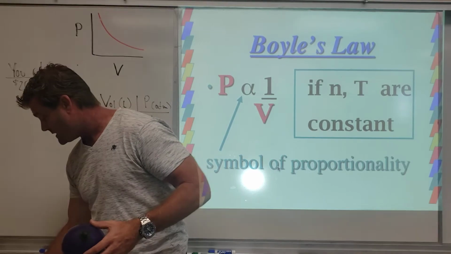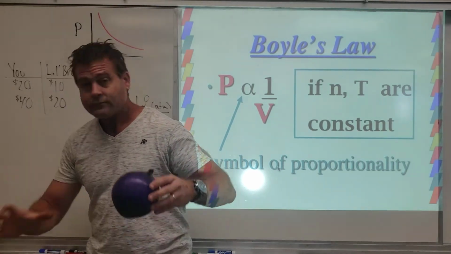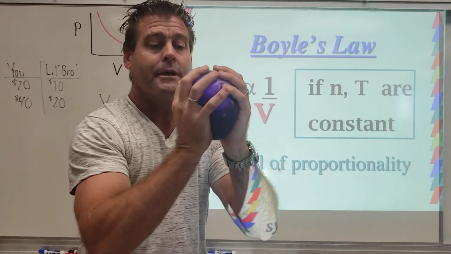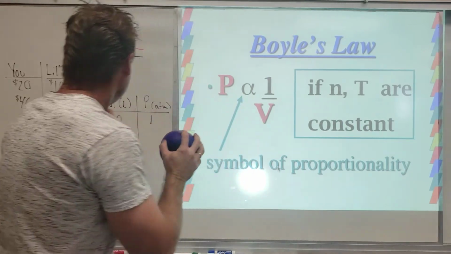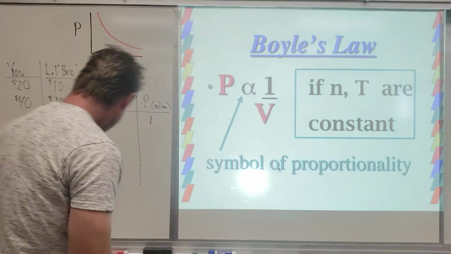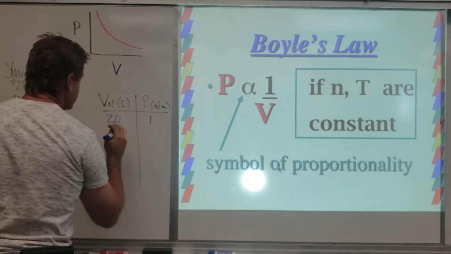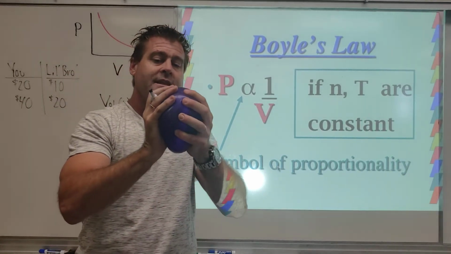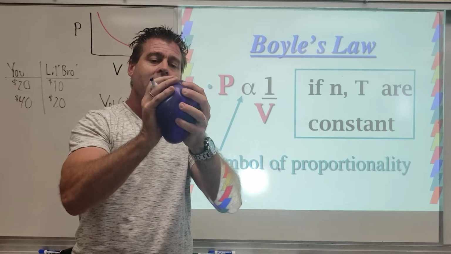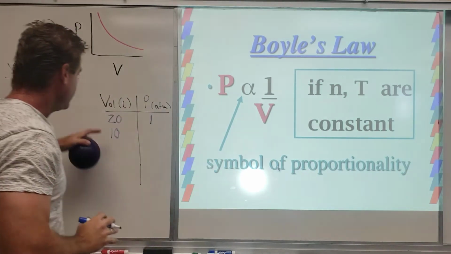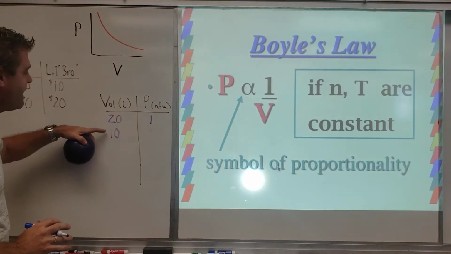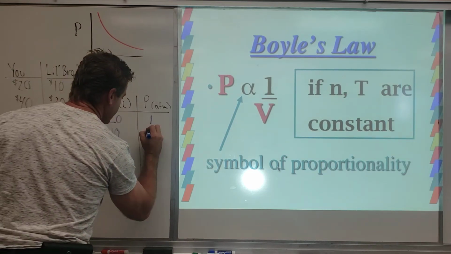So now, check this out. Now, let's say I reduce the volume. Now I'm going to put it in half. So it was 20 liters. Now what's the volume? It's 10. Based on our understanding of inversely proportional, what would you say the pressure is? If I could stick a pressure gauge in there and measure the pressure, what would the pressure be? Well, check it out. I halve the volume, so what's going to happen to pressure? It's going to double.